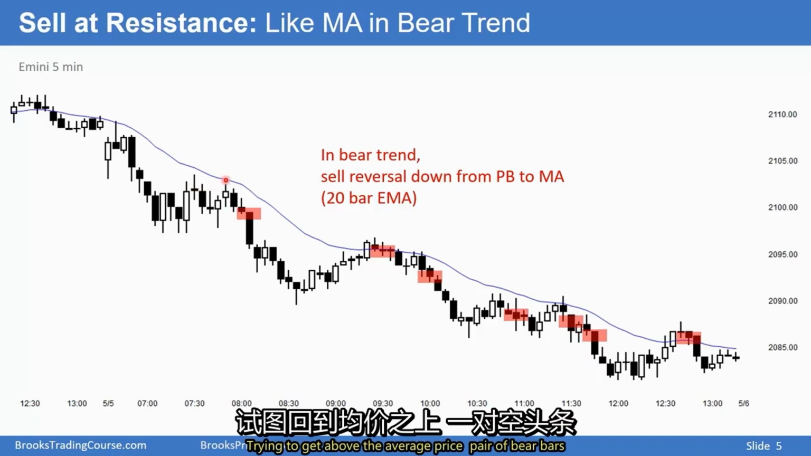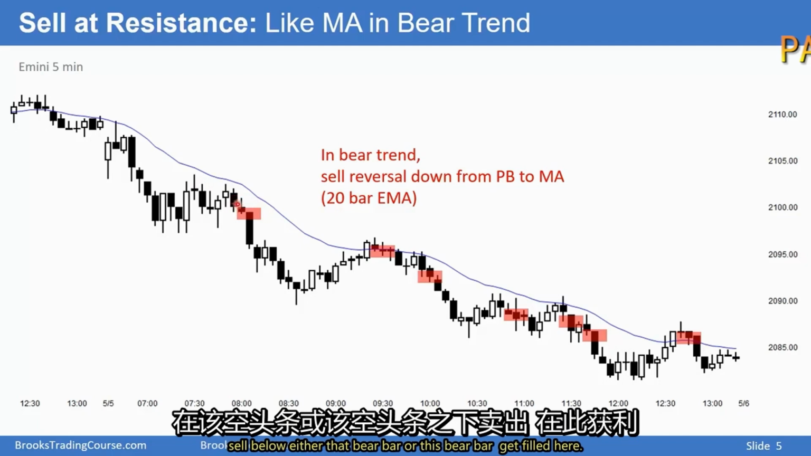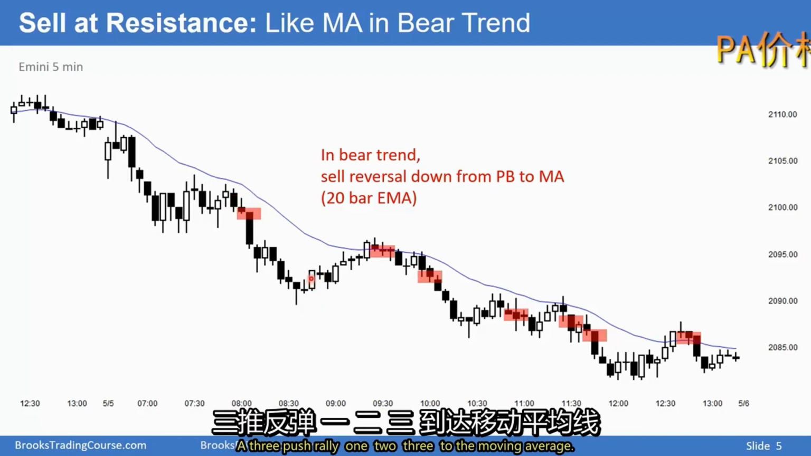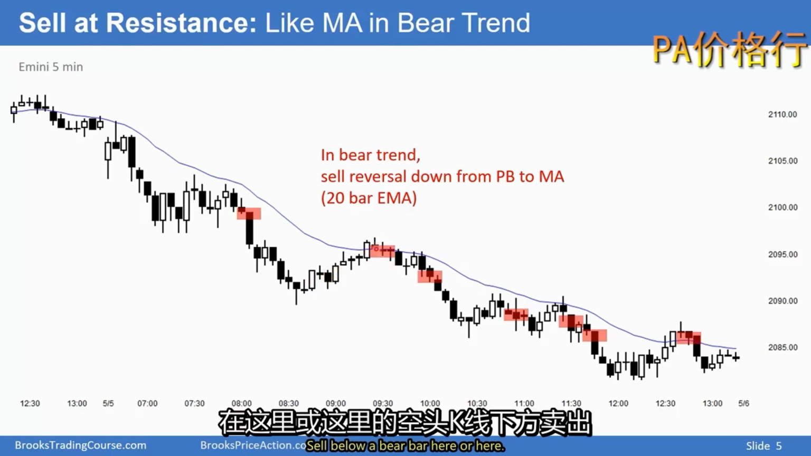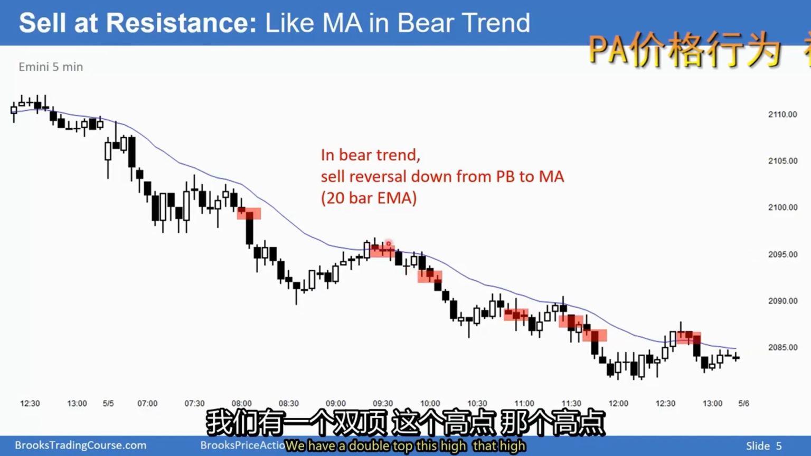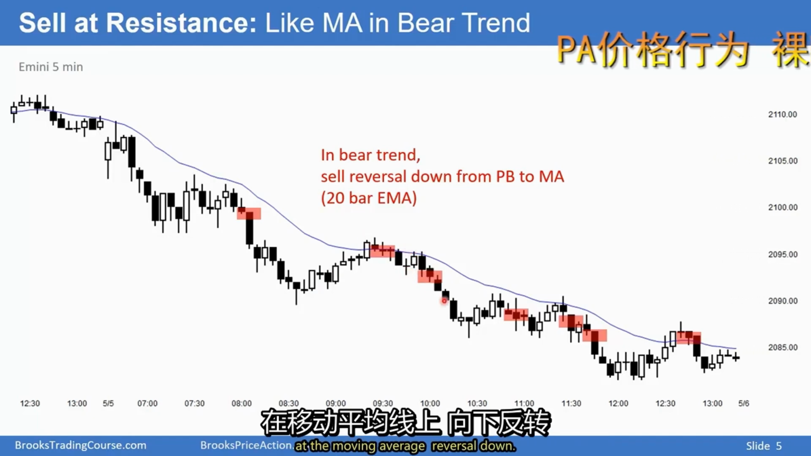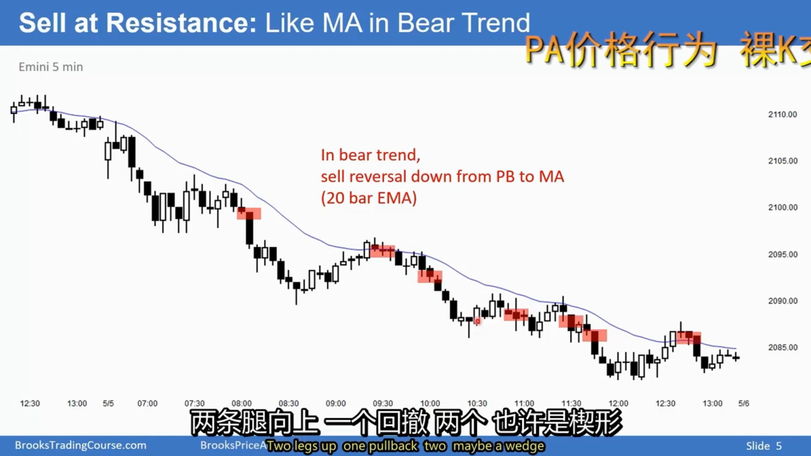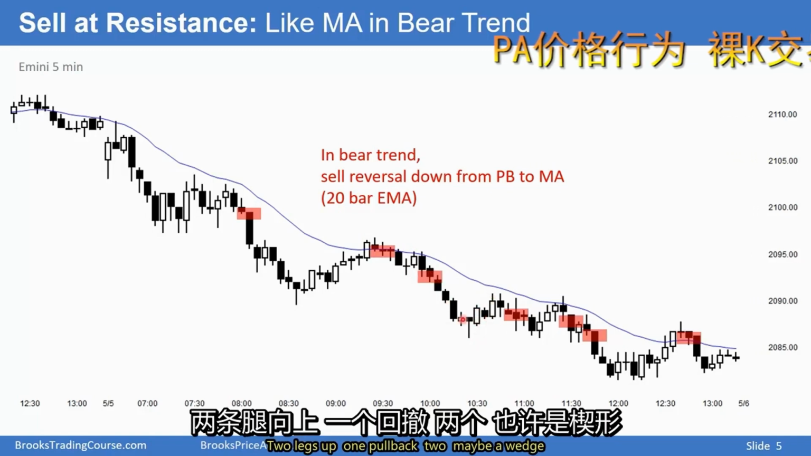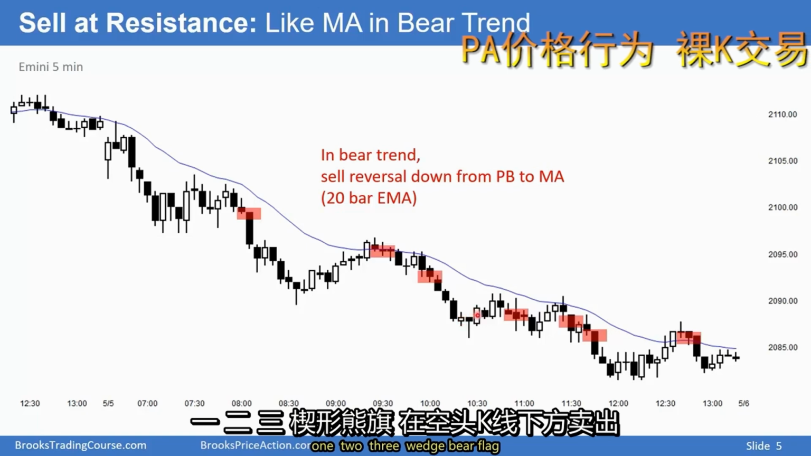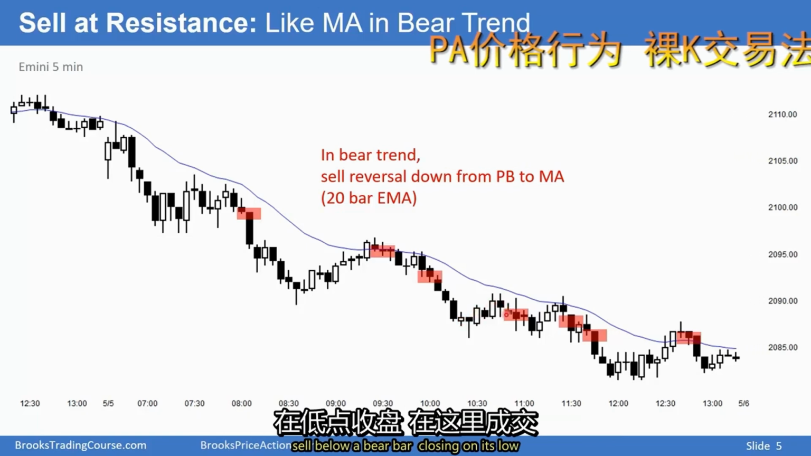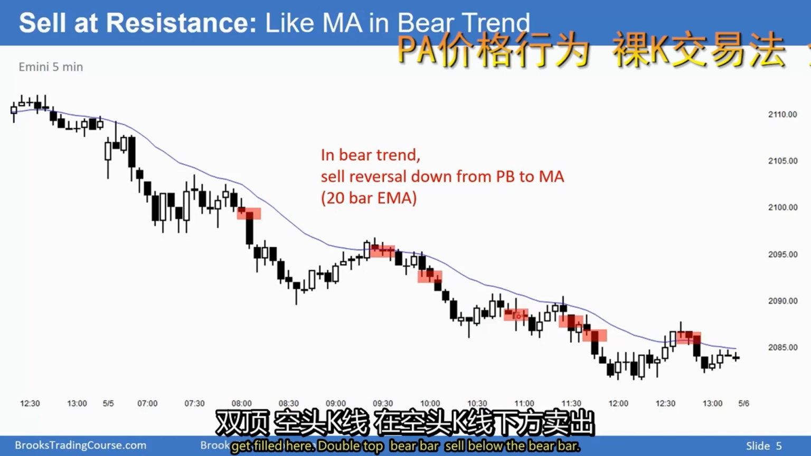Trying to get above the average price, pair of bear bars, sell below either that bear bar or this bear bar, get filled here. A three-push rally, 1, 2, 3 to the moving average. Traders will sell below a bear bar here or here. We have a double top, this high, that high at the moving average, reversal down. Two legs up, 1, pullback, 2, maybe a wedge, 1, 2, 3, wedge bear flag, sell below a bear bar closing on its low, get filled here.